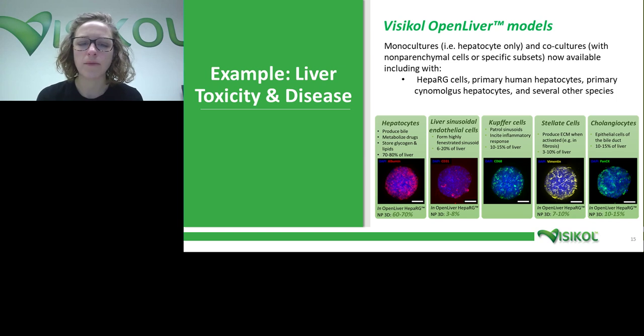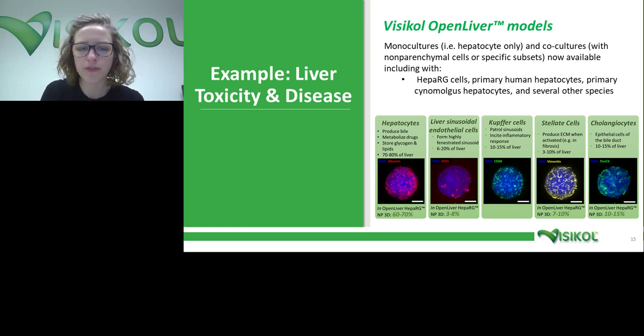So in the model that I'll talk most about today, we've used HepaRG cells, which are an immortalized hepatocyte line. So it's a hepatocyte progenitor. And these have been co-cultured with a mix of non-parenchymal cells derived from the human liver. So those non-parenchymal cells sort of support the liver function in a number of ways.